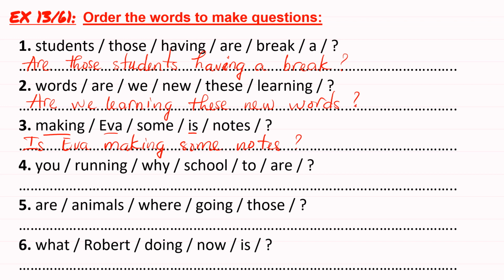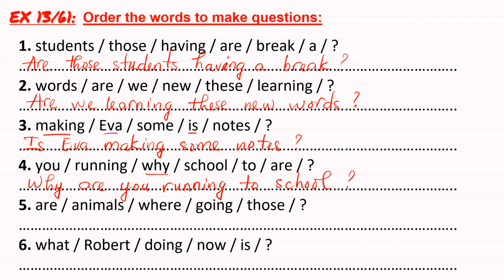Okay. Number 4. In this sentence, we have the question word why. So why goes first. Why. And then to be are. Why are you? Verb ing running to school. Why are you running to school?